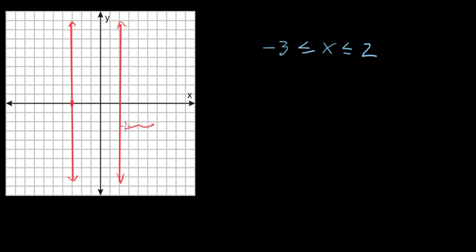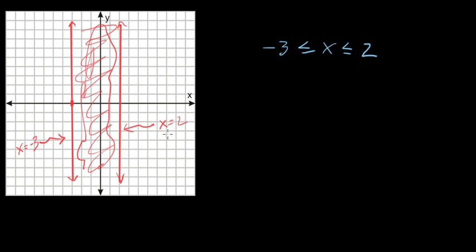Now the equation of this line, of course, is x equals 2. The equation of this line is x equals negative 3. So I want x to be between those two, and so that's a pretty simple task, isn't it?